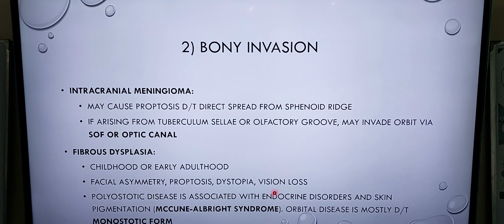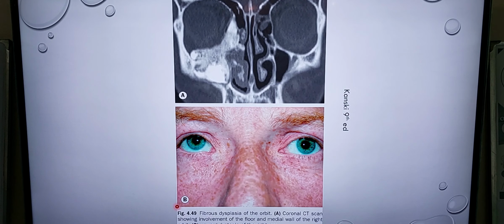Two forms may be found: polyostotic disease or monostotic disease. Polyostotic disease is associated with endocrine disorders and skin pigmentation. It is known as McCune-Albright syndrome. But the orbital disease is mostly due to monostotic form.